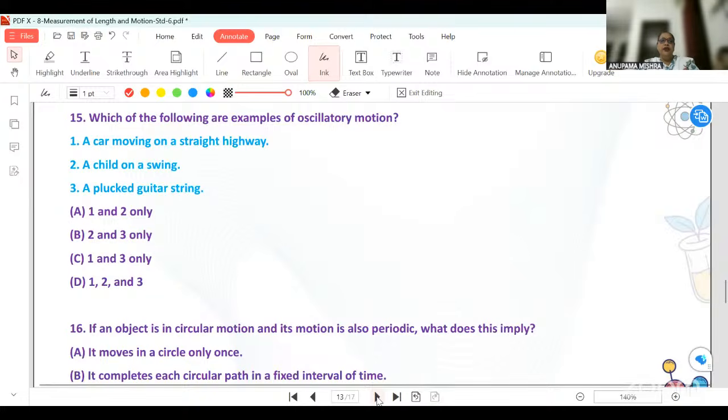A car moving on a straight highway, a child on a swing, a plucked guitar string. Out of these three, which one is your oscillatory motion? You have to tell.